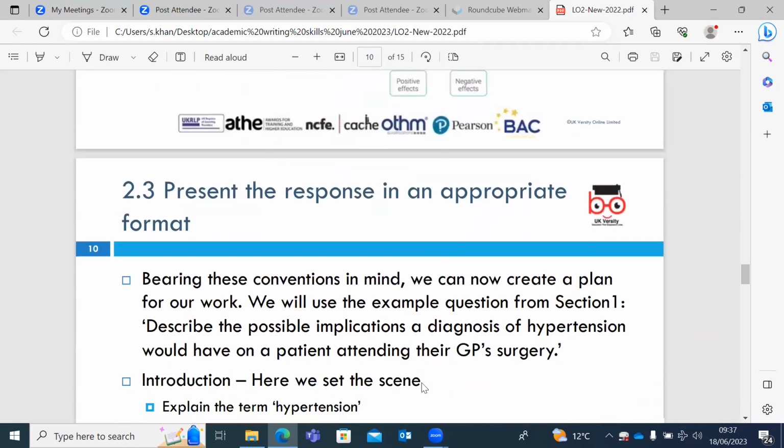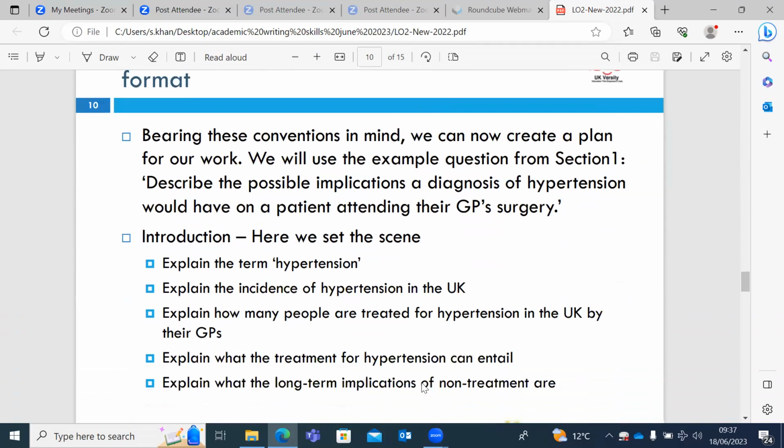So 2.3 is to present the responses in an appropriate format. Bearing these conventions in mind, we can now create a plan for our work. We will use the example question from section 1. Describe the possible implications a diagnosis of hypertension would have on a patient attending their GP's surgery.